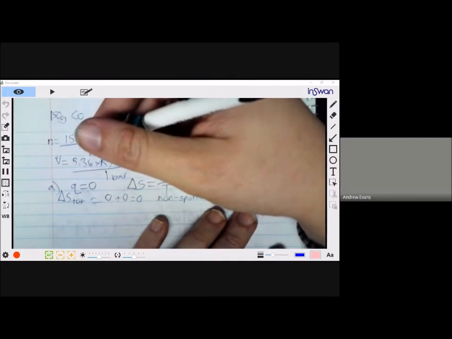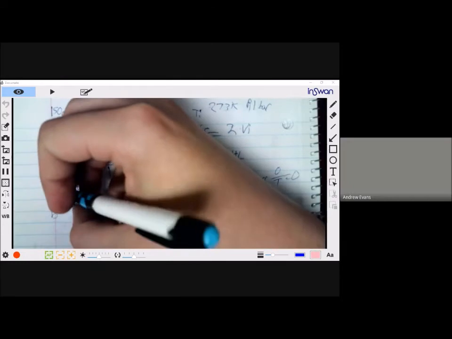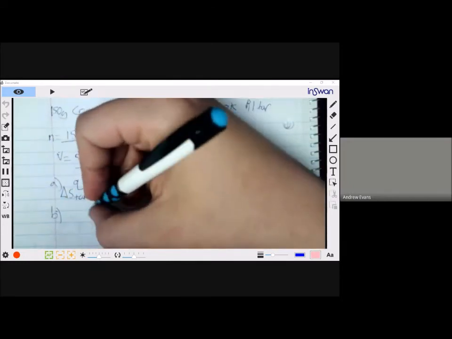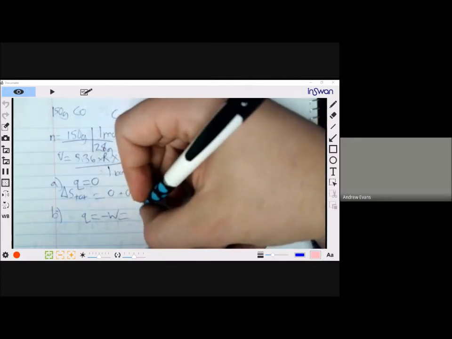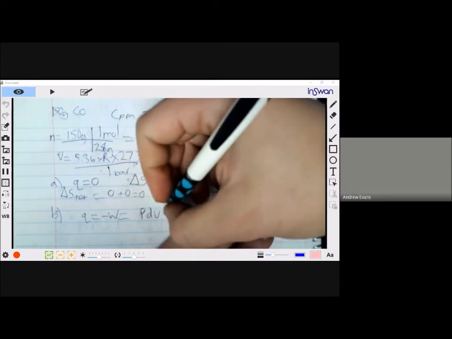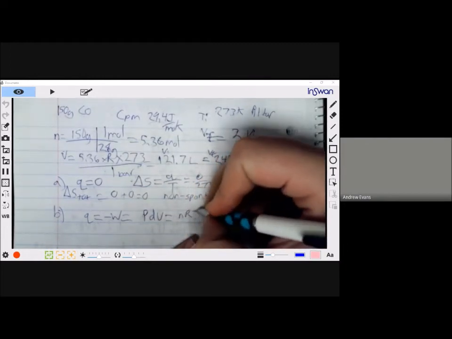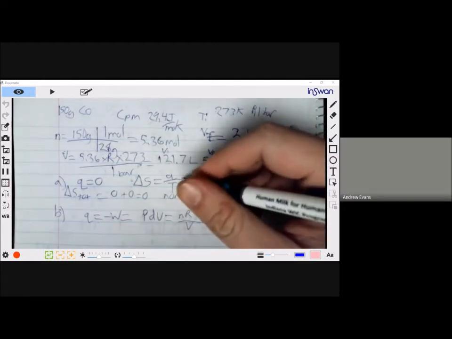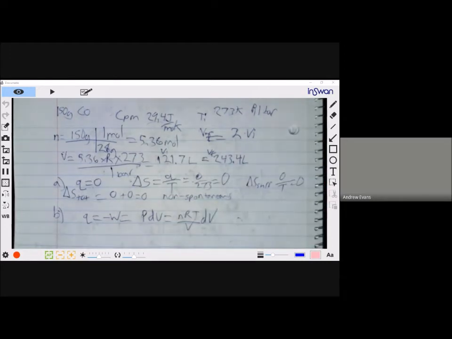Look at the reversible system. Look at the irreversible system. So part B: we have constant P external equal to 0. In this case, we can look at Q equals negative W, and work is P delta V, which can also be nRT over V delta V. We can do this because on part B it's just an expansion against external pressure.